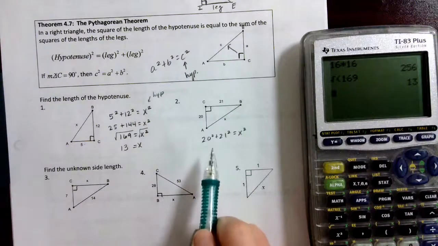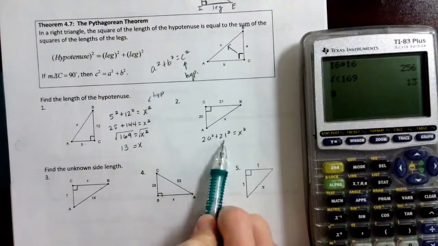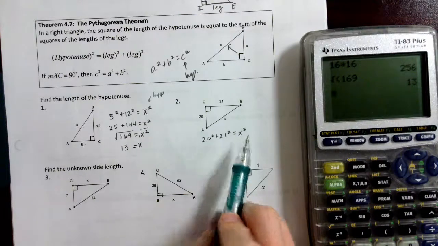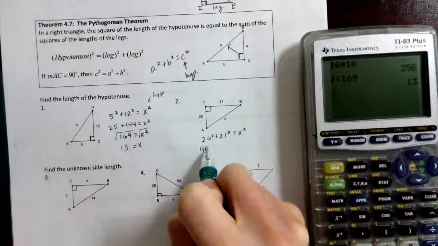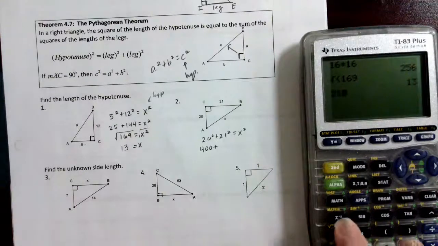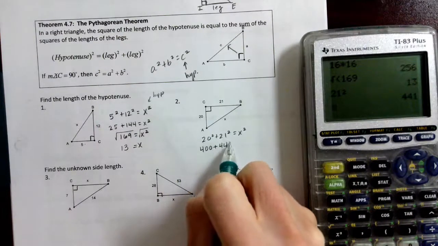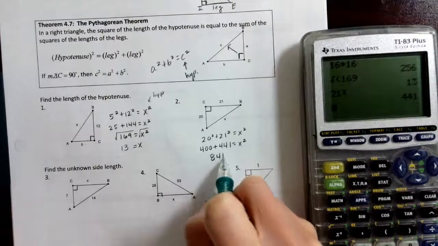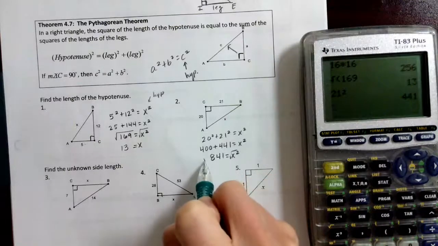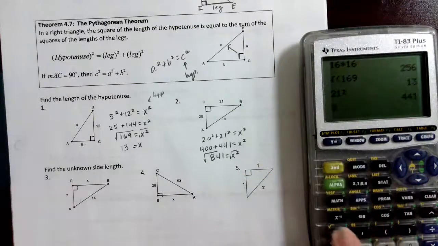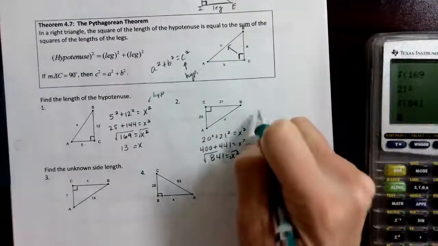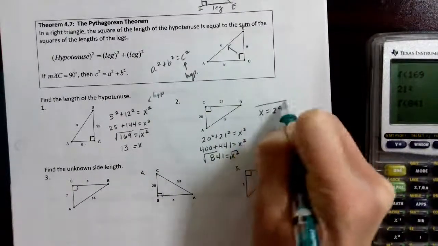Now, it really doesn't matter which order I put the 20 or the 21. These could change. I have to have the hypotenuse at the end. So 20 squared gives me 400. 21 squared, remember it's just 21 times 21, is 441, equal to x squared. If I add these two together, I get 841 equal to x squared, taking the square root of both sides. So the square root of 841 looks like we get 29. So our x value here is 29.